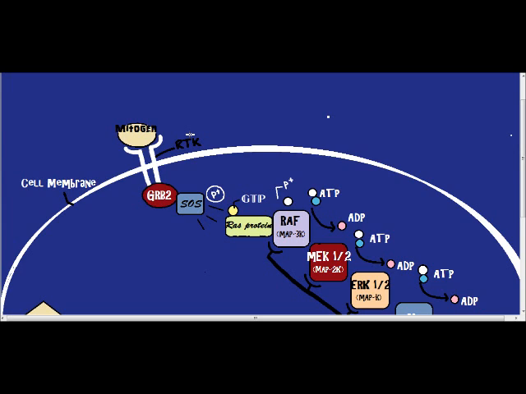When the mitogen binds to this receptor, it causes a conformational change in the receptor, and this activates the receptor and causes it to activate this protein that is bound to it. This protein is always bound to the receptor. It's just not activated unless the receptor is activated.